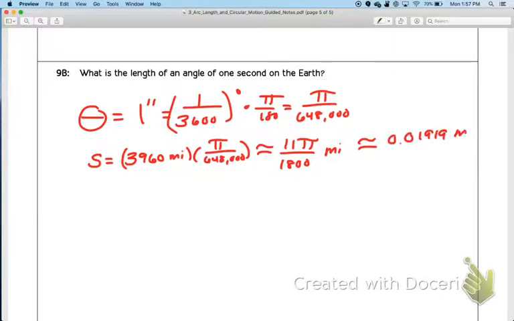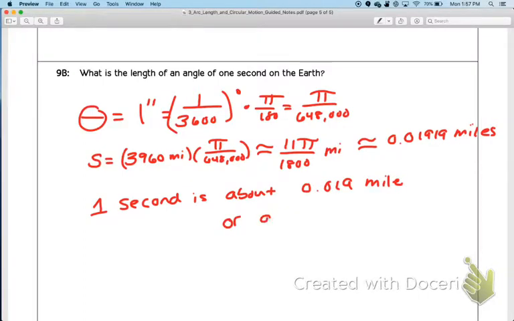Rounded out, it's about 0.019 miles. So 1 second is about 0.019 miles, or to make more sense of it, if I do the conversion to feet, that's about 100.137 feet, which makes a little bit more sense in our minds, right? If I think about it as feet instead of 0.019 miles. All right, this concludes your notes.